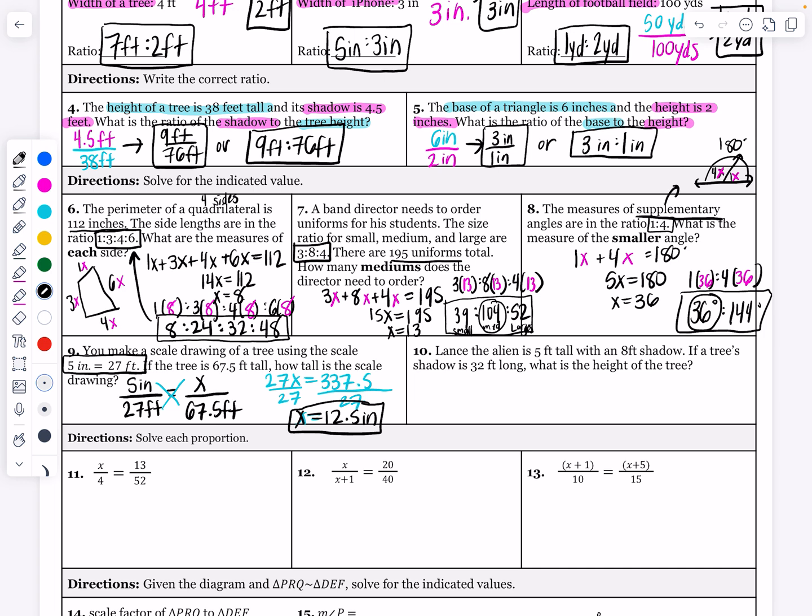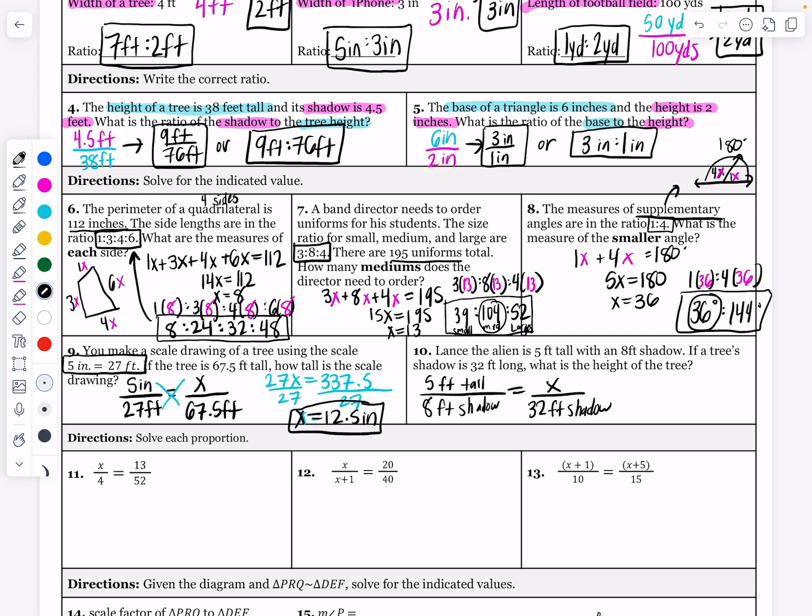Lance the alien is 5 feet tall with an 8-foot shadow. Okay, so let's write that down. Lance is 5 feet tall. I go ahead and write that: 5 feet tall with an 8-foot shadow. We know that it says if the tree's shadow is 32 feet long, so a 32-foot shadow, what is the actual height of the tree? So it's asking how tall is the tree.